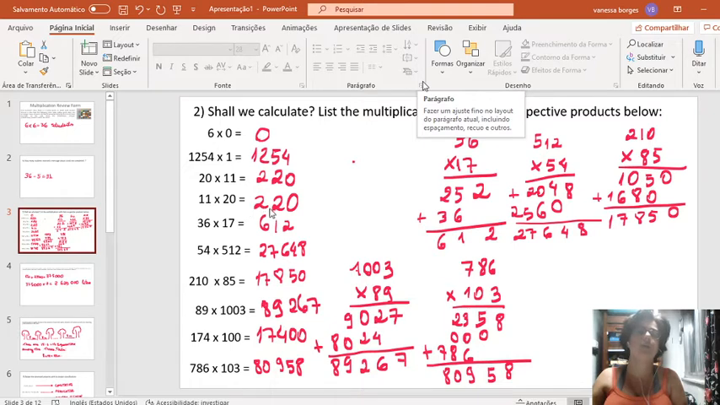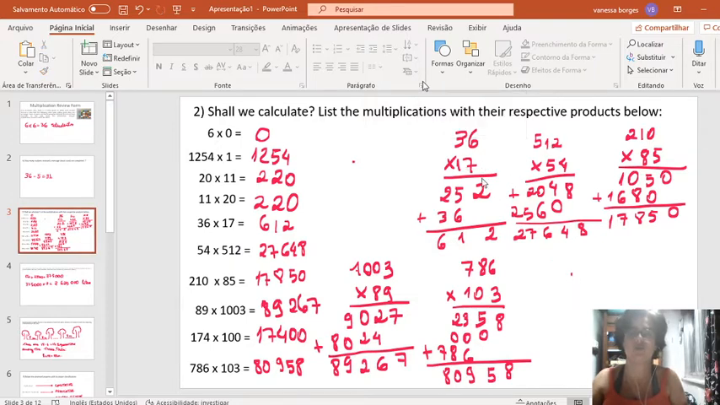11 times 20, 220. 36 times 17. In this case, I have to make the multiplication here, okay? 7 times 6, 42, goes 4. 7 times 3, 21, plus 4, 25. 1 times 6, 6. 1 times 3, 3. And I make the addition. 2, 5 plus 6, 11 goes 1. 2 plus 3, 5 plus 1, 6. 612.